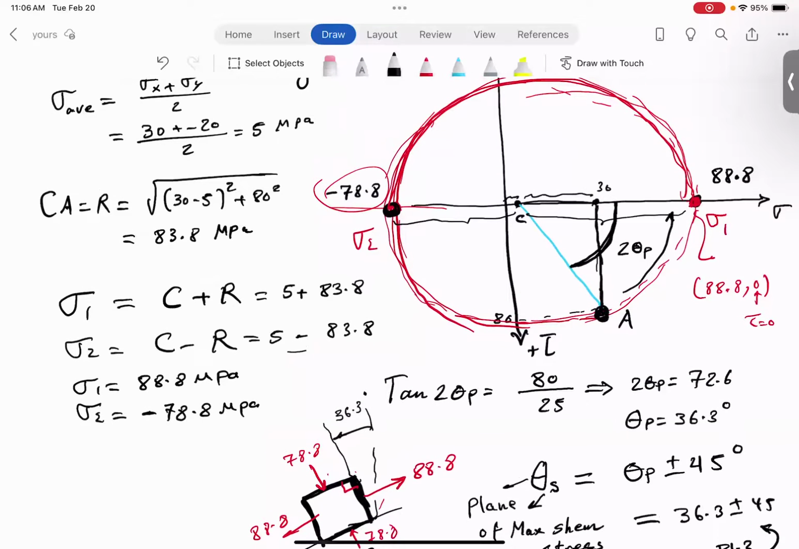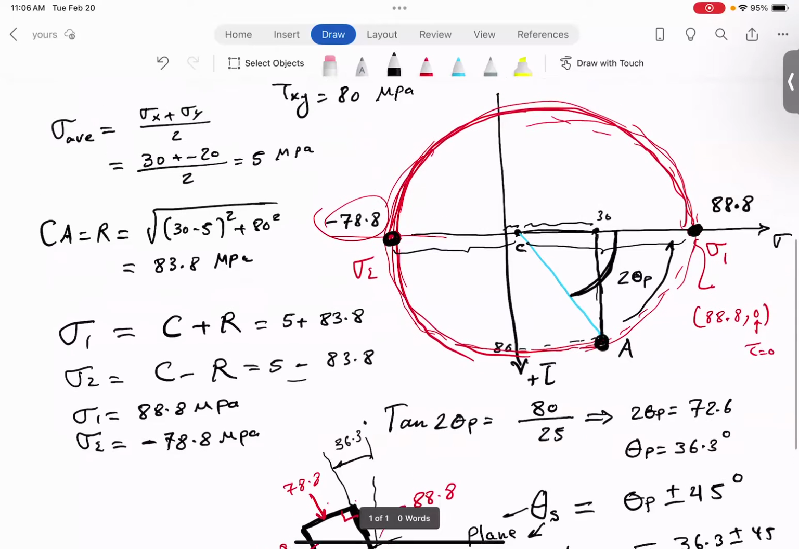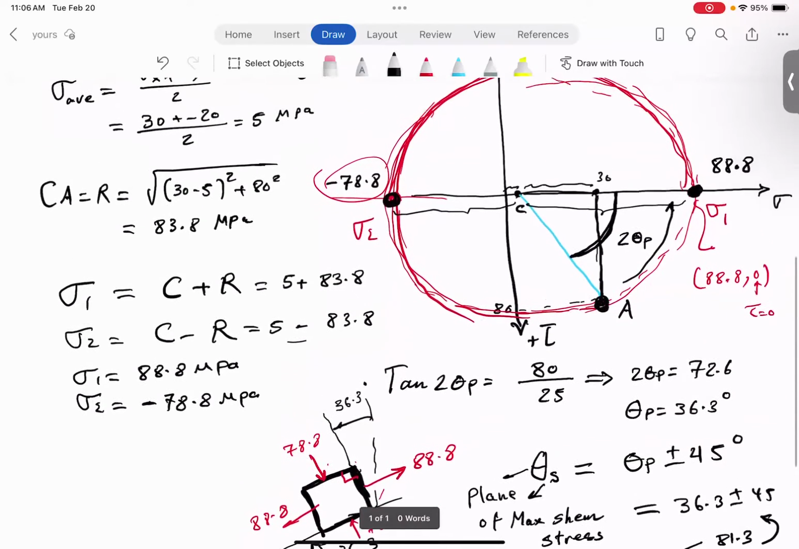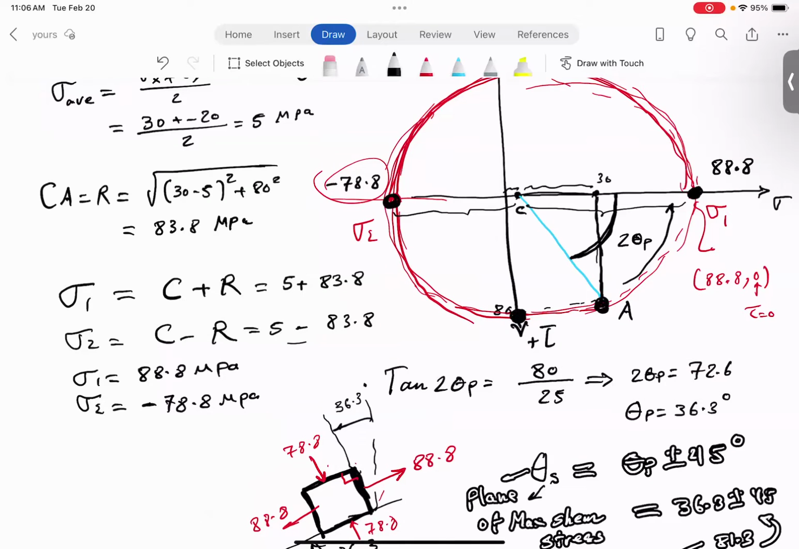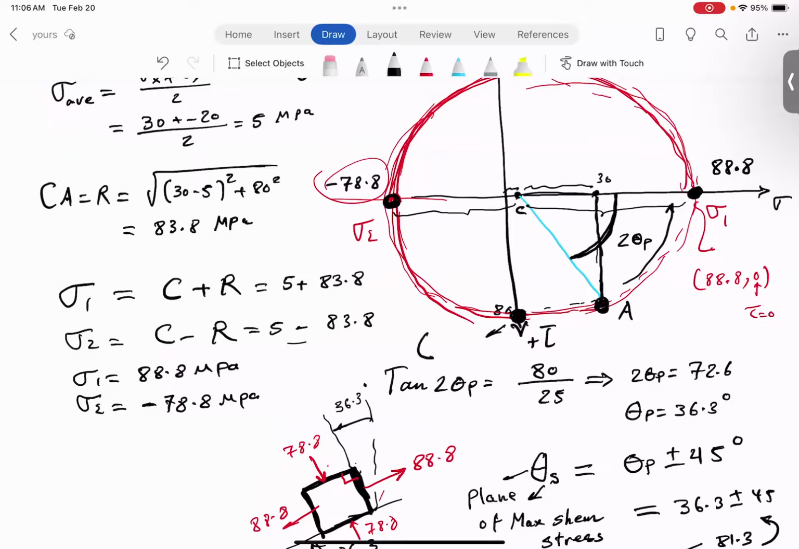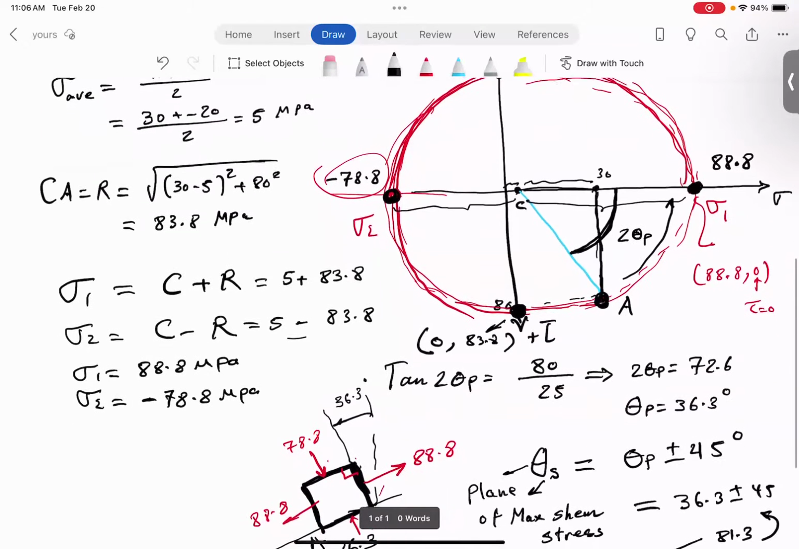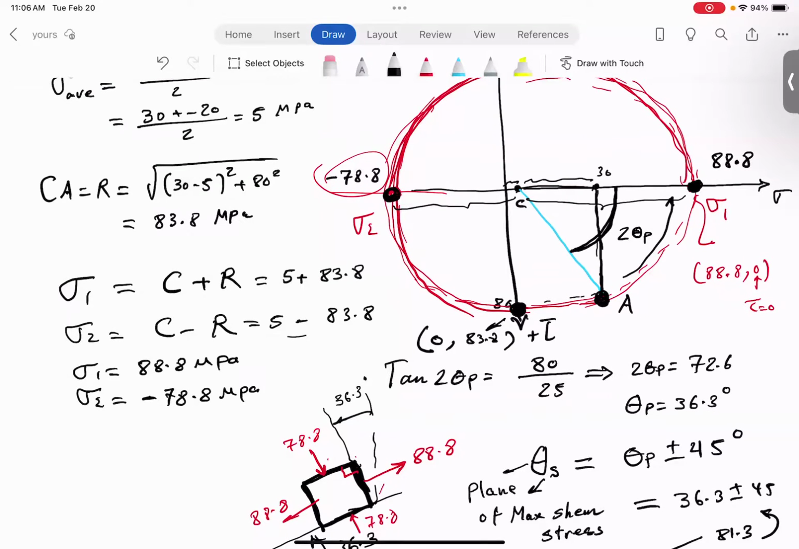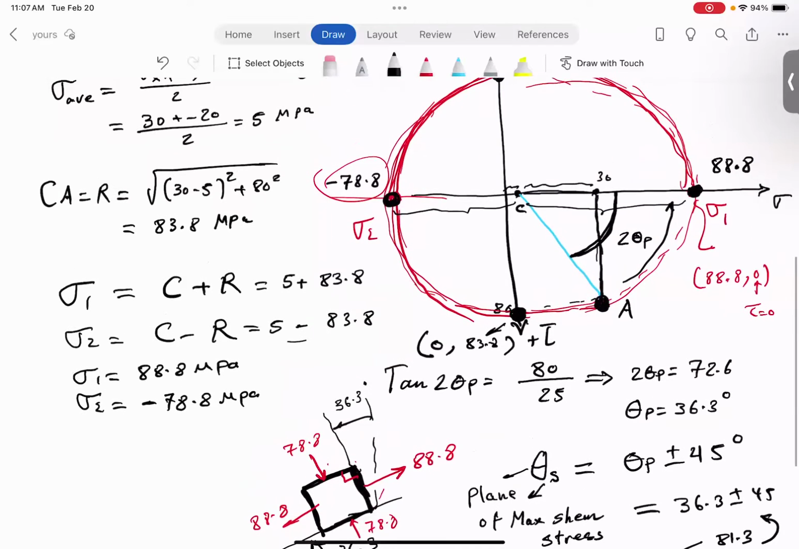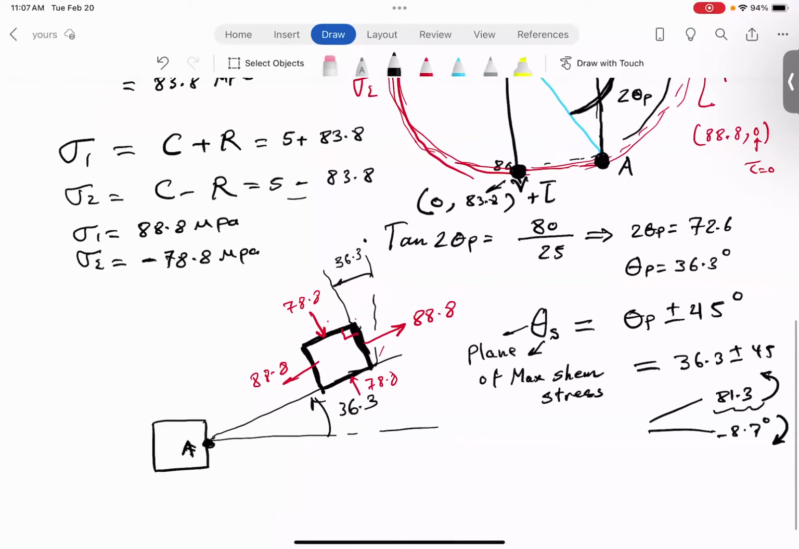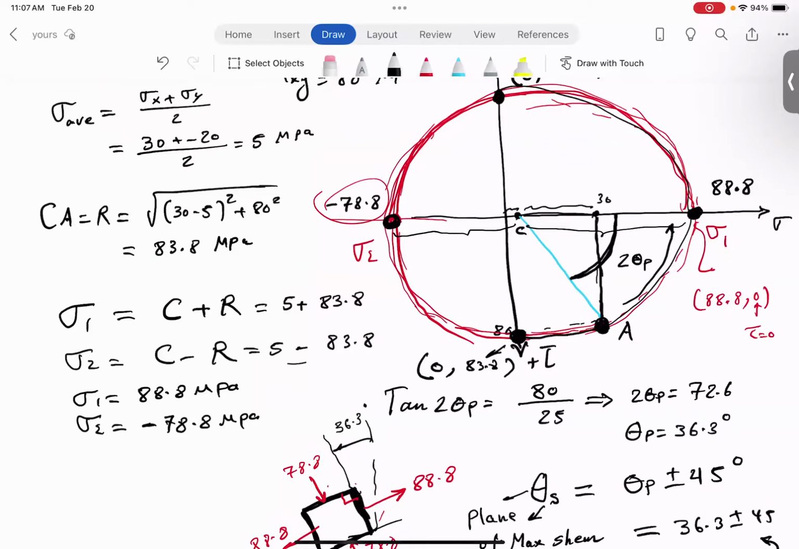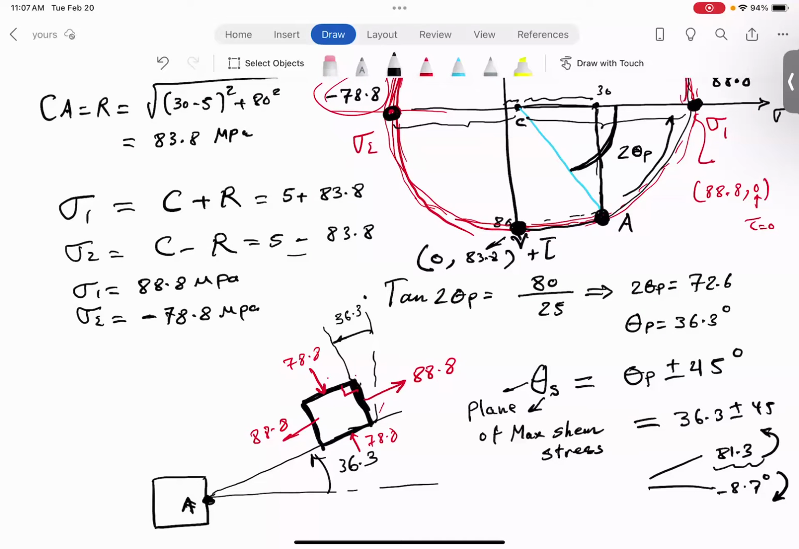You see, from this plane, if you add 45 degrees to it, or subtract 45 degrees, you'll get to here. So that's the plane of maximum shear stress. Look, what's the coordinate of that point? 0 and what? The radius, which is what? 83.8. And what's the coordinate of this point? 0 and minus 83.8. Remember, positive is downward for tau, right? So from point A, you can go double this, 162.6, right? And get what? Here, or double 8.7, which is 17.4, and get to here. See that?